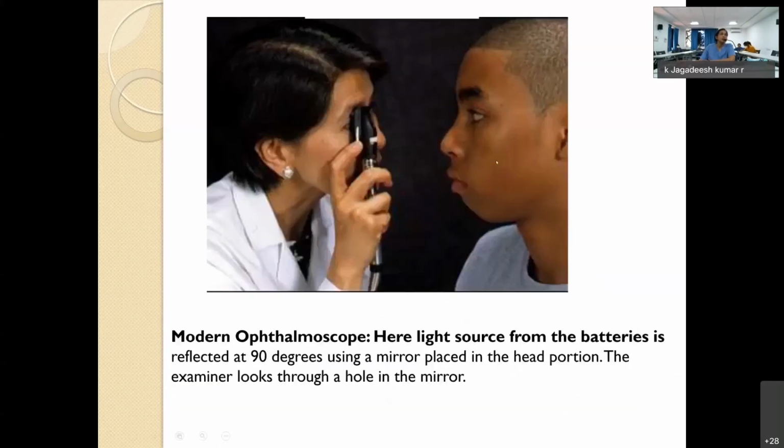Now, this is how we use it. So you need to go close to the patient. So obviously in this COVID era, we are not doing direct ophthalmoscopy as frequently as we used to do before. Now here, the light source from the batteries is reflected at 90 degrees using a mirror placed in the head portion. So this is how the ophthalmoscope is. There is a mirror here and there's a source for light. When you turn it on, the light goes on and you can focus the light into the patient's eye. And the examiner looks through the hole.